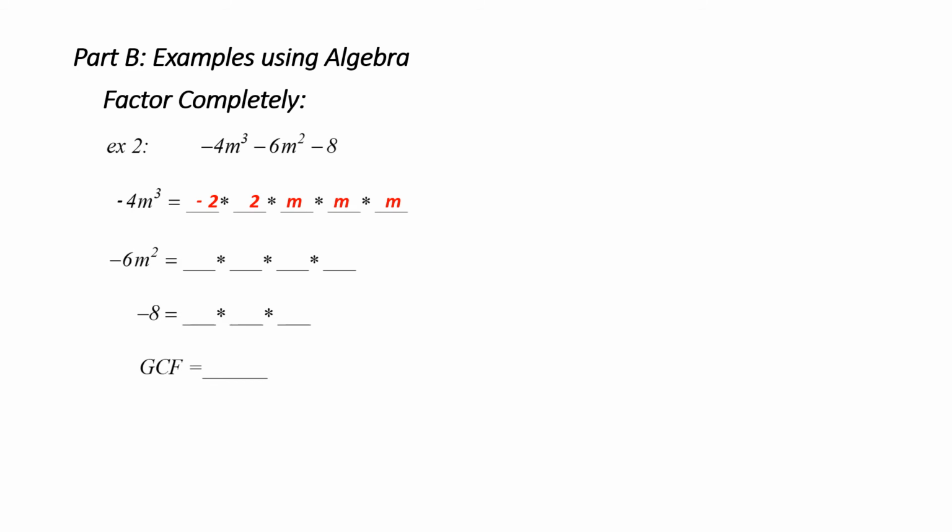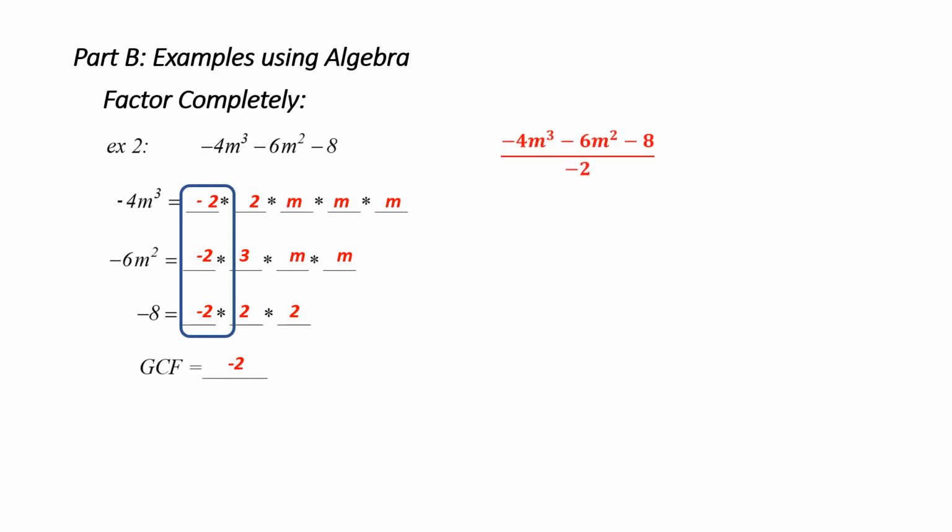So next, negative 6. Again, what multiplies to give me 6 would be 2 and 3. However, I want to have my common factor as negative, so I'm going to put the negative on the 2. Finally, negative 8 is made up of negative 2 times 2 times 2. So what do we have in common here? Well, my greatest common factor is negative 2. So I now need to find my other factor.